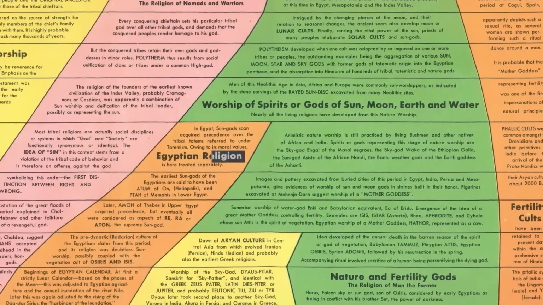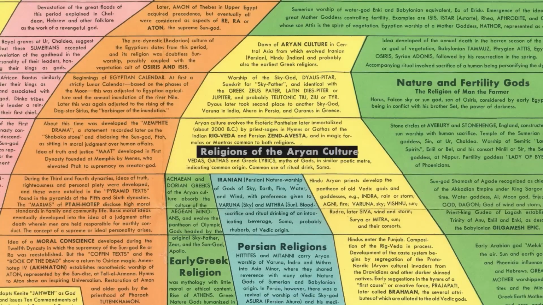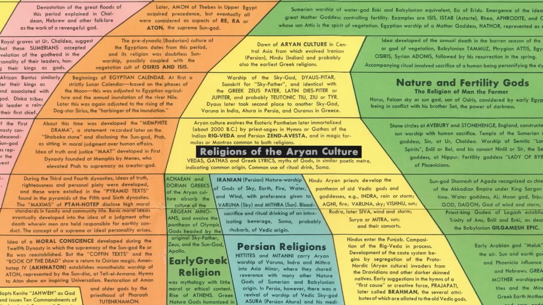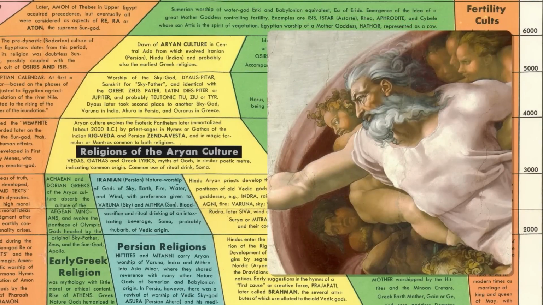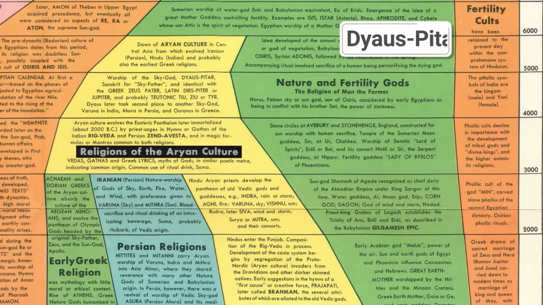The next region-specific religion to show up on the chart is Aryan religion, which nowadays we call Indo-European religion. This one's important because this is where the general notion held in the West that God is some sort of old man in the sky comes from. The early Indo-Europeans had a god called Dios Petar, which simply means sky father.